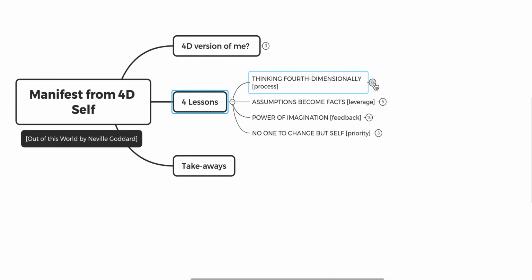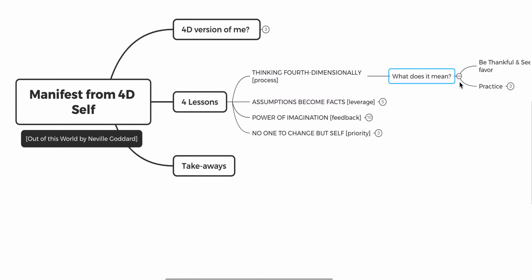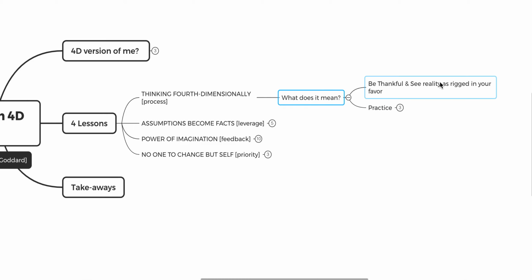This reveals the process. And what does it actually mean? Well, I'm happy you asked. Because what it actually means is being thankful and seeing reality as rigged in your favor, which literally means that you trust and have faith that the four-dimensional version of you is always guiding you, even if you don't see it, don't perceive it, and there is no conclusive evidence of it. You do believe that it's guiding you to your dreams and vision fulfillment.